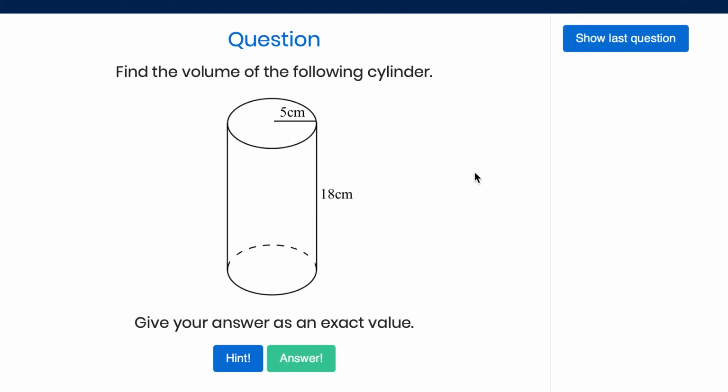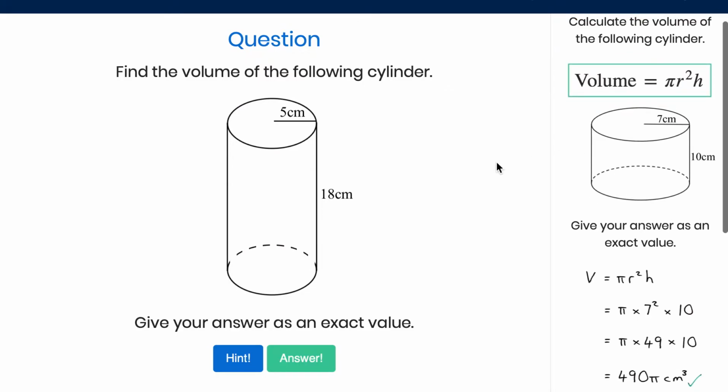Okay, now it's your turn. Here is another example. Find the volume of the following cylinder. Give your answer as an exact value. Follow the method from the last question shown here on the right-hand side. Pause the video and have a go. Okay, so here is the answer.